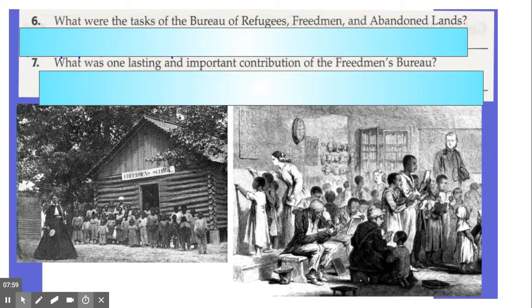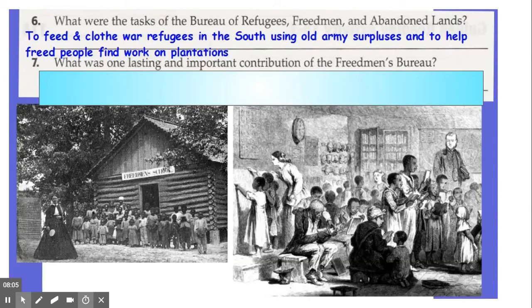All right, number 6. What were the tasks of the Bureau of Refugees, Freedmen, and Abandoned Lands? Their goal was to feed and clothe, for the most part, war refugees in the South using old Union Army surpluses, and also to help freed people find work on plantations. A lot of times these freed people were going to be working like sharecroppers. They would be paid or given a share of the crop that they would eventually have to sell.